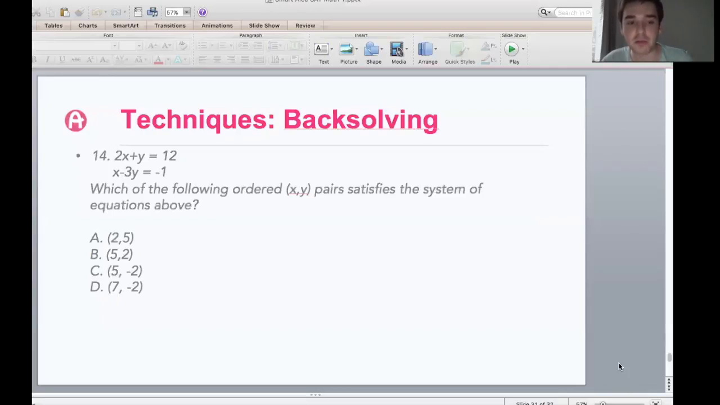So if we start with B, 5 is x, 2 is y. When you plug it in, 5 times 2 is 10 plus 2 is 12. That works. What about 5 minus 3 times 2, which is 6? 5 minus 6 is -1. There's the answer. You didn't have to know how to do a system of equations to get the answer.